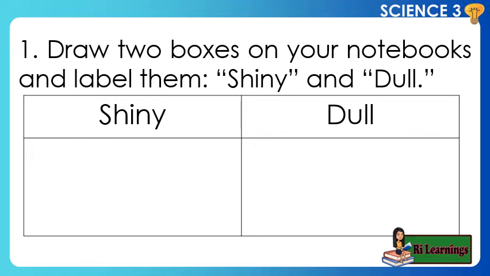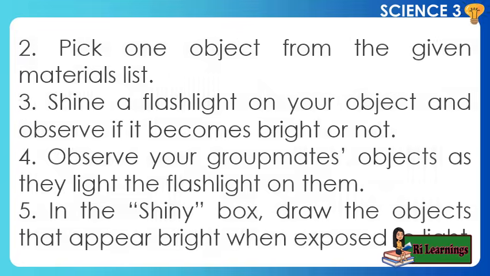1. Draw 2 boxes on your notebooks and label them shiny and dull. 2. Pick one object from the given materials list. 3. Shine a flashlight on your object and observe if it becomes bright or not. 4. Observe your group mates' objects as they light the flashlight on them. 5. In the shiny box, draw the objects that appear bright when exposed to light.